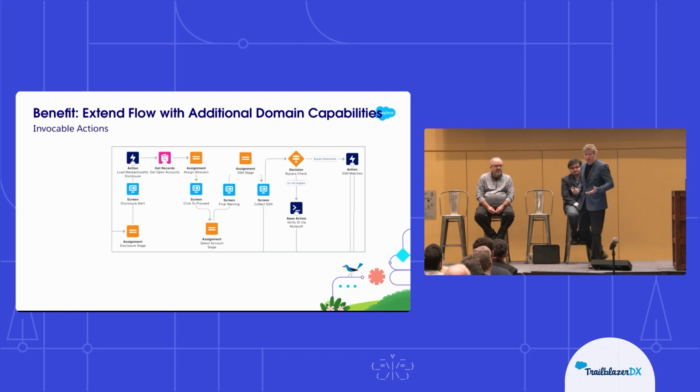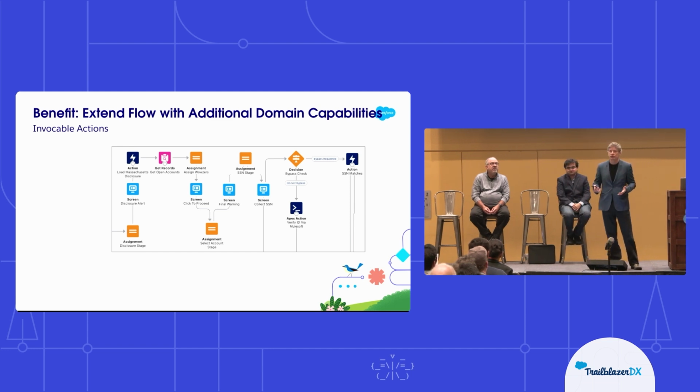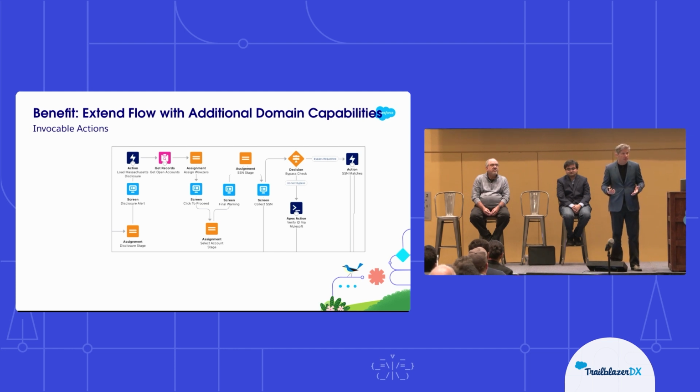The second big benefit of invocable actions is how they supercharge flow. Flow, as you may know, has seen explosive growth in the last 5 or 10 years because it's just an incredibly powerful tool set for doing more with your Salesforce investments. What invocable actions allow you to do is add powerful custom capabilities to your flows.